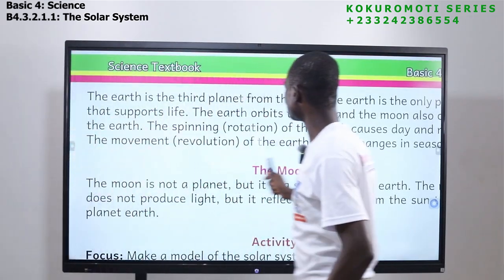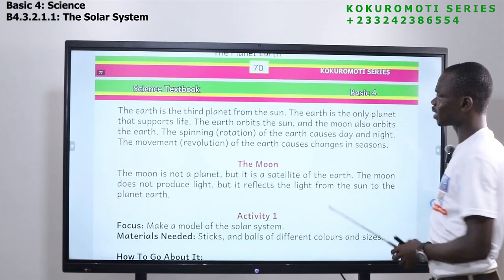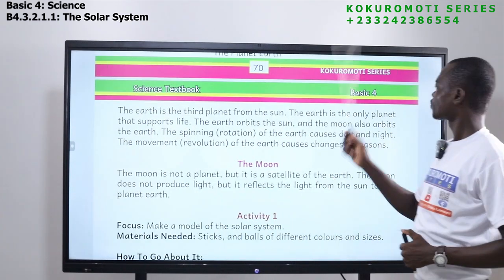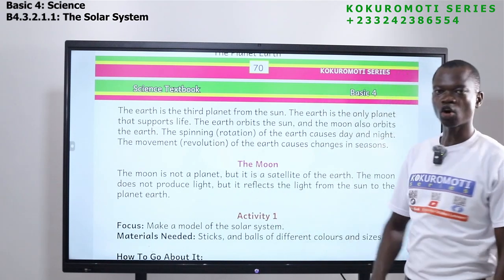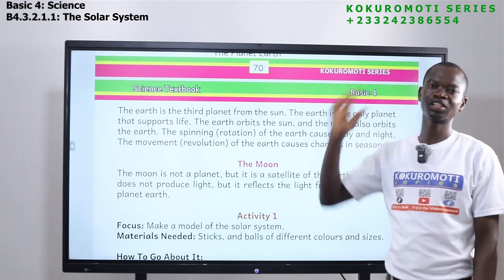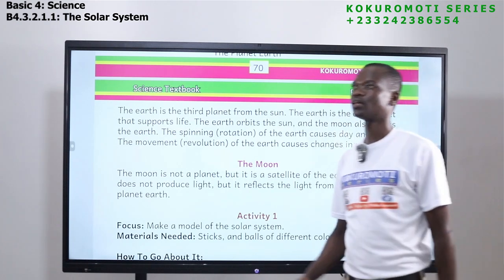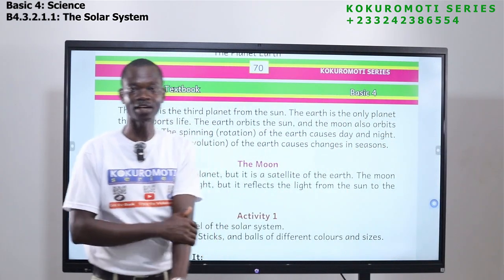So the Earth is the third planet from the sun. The Earth is the only planet that supports life. So all the 8 planets, if you go there, you will not see living things there. You will not see plants, you will not see human beings, you will not see animals. No living thing can survive there.